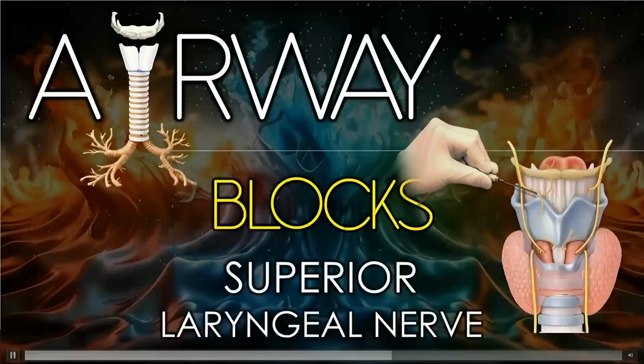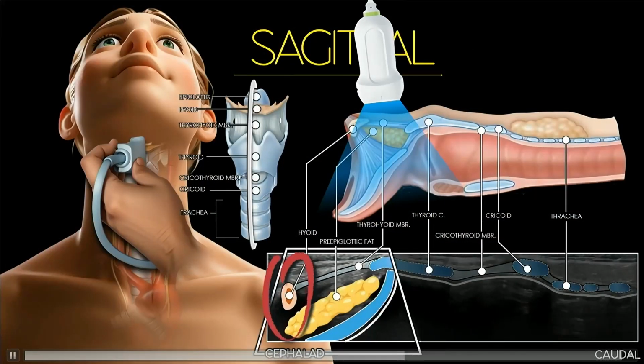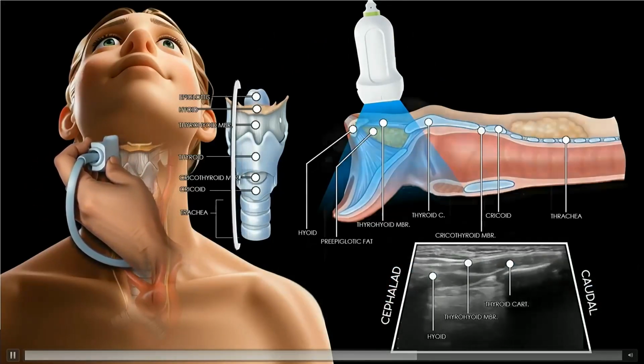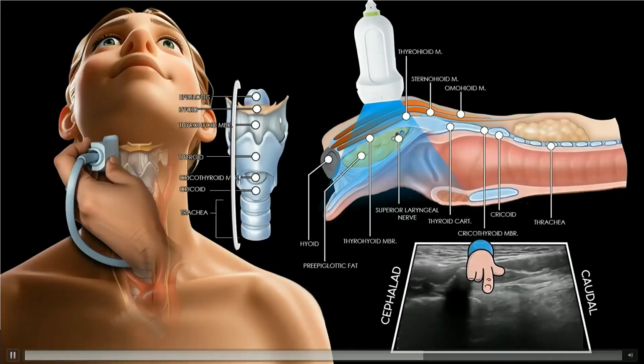Ultrasound-guided superior laryngeal nerve block. With the transducer in a sagittal orientation, we must first identify the hyoid bone as a curved, hyperechoic structure with posterior acoustic shadowing. The transducer is moved laterally until the preepiglottic fat is identified, located beneath the thyrohyoid muscle and membrane in a paramedian sagittal plane.